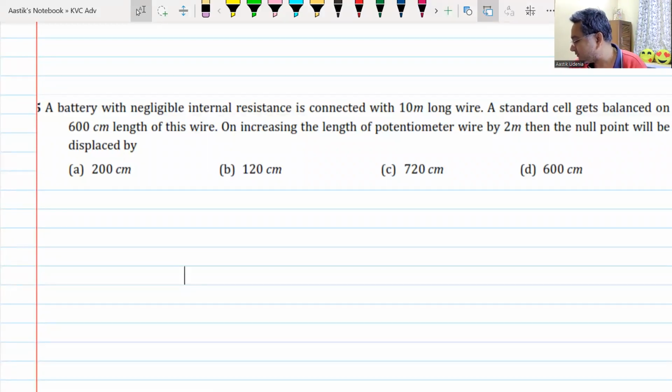That takes us to the next question. A battery with negligible internal resistance is connected with a 10-meter long wire. The standard cell gets balanced on a 600 centimeter length of this wire. On increasing the length of the potentiometer wire by 2 meter, what will the null point be displaced by?